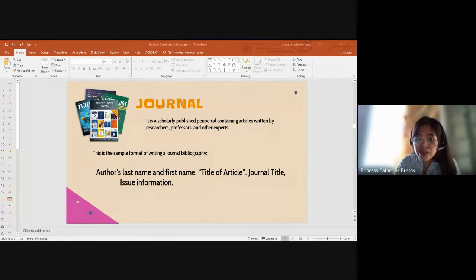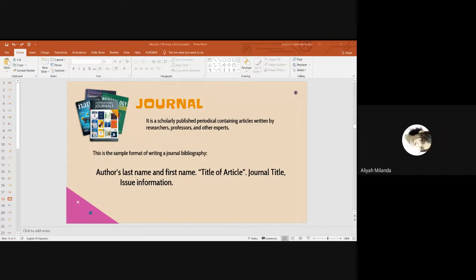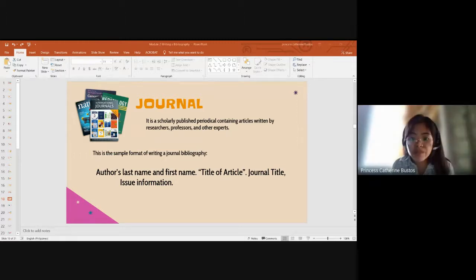Now, this is our format. This is our journal bibliography. Same with your book, we start with the author's last name, comma. We have the first name, then period. Now we have the title of article. It should be enclosed in, what do you call this punctuation mark? Yes, Aliyah. What do we call those? Quotation marks. Very good.